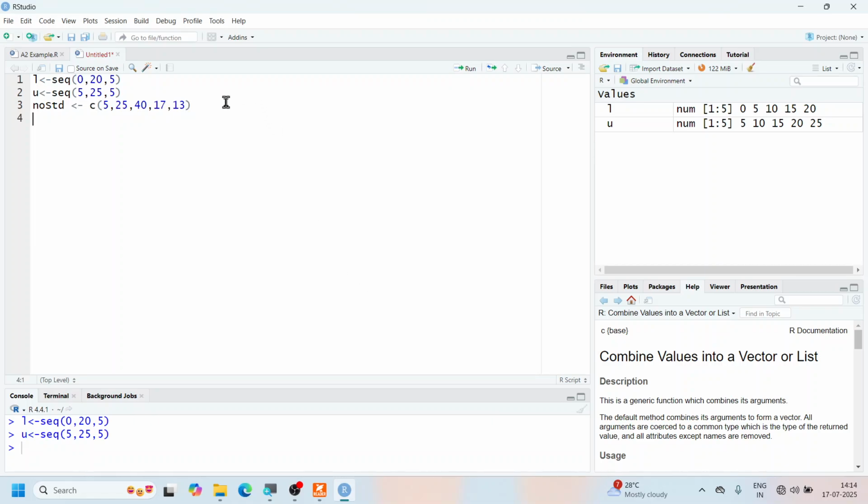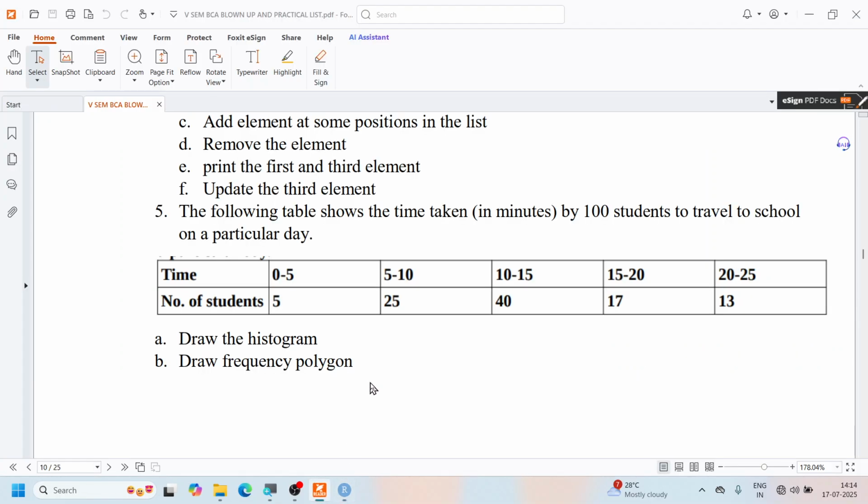Now what I'm going to do is get the midpoint of each class. So 0 to 5, midpoint is 2.5. 5 to 10, midpoint is 7.5. Similarly, 10 to 15, midpoint is 12.5. So I get the midpoint of these class ranges.